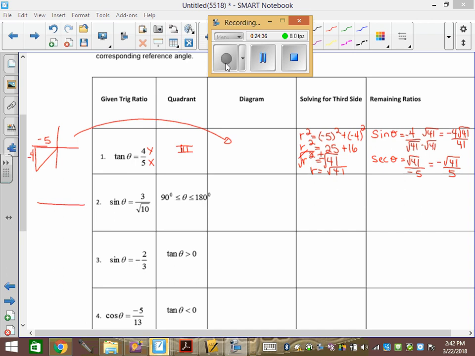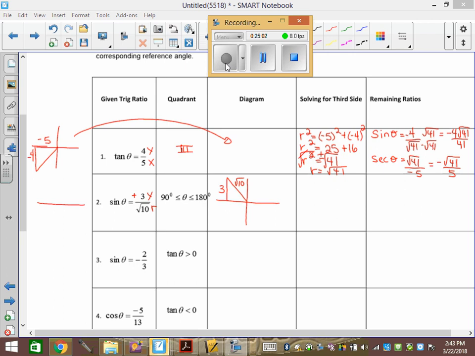I'm going to just draw this one in the actual spot. In 2, and you always draw towards the x-axis. It's where sine is positive, correct? Sine is positive in 1 and 2, so they had to specify for us. Because this is a sine positive one, right? So sine is y over r. So they gave us 3 and root 10. So this time we're actually having to solve for x.